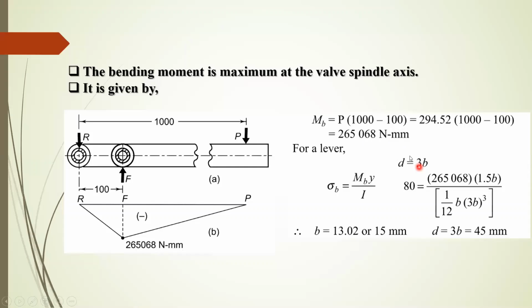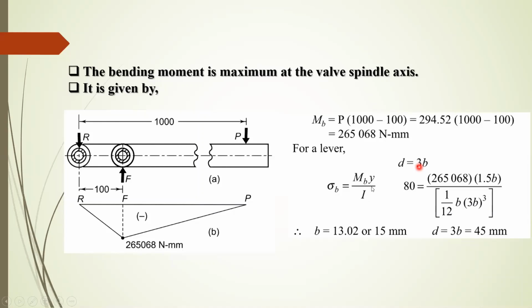For the lever, it is given in the problem that D is equal to 3B, that is, the width to thickness ratio: width is 3 times the thickness. So we have to use the bending equation, sigma B equals MB Y upon I. The bending moment MB we calculated here. Y is the farthest distance from the neutral axis, so it is D by 2. As D is equal to 3B, it is 1.5 times B.